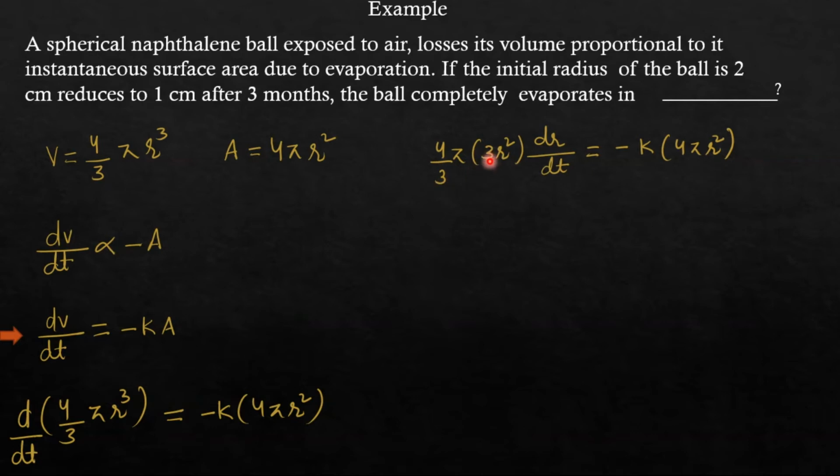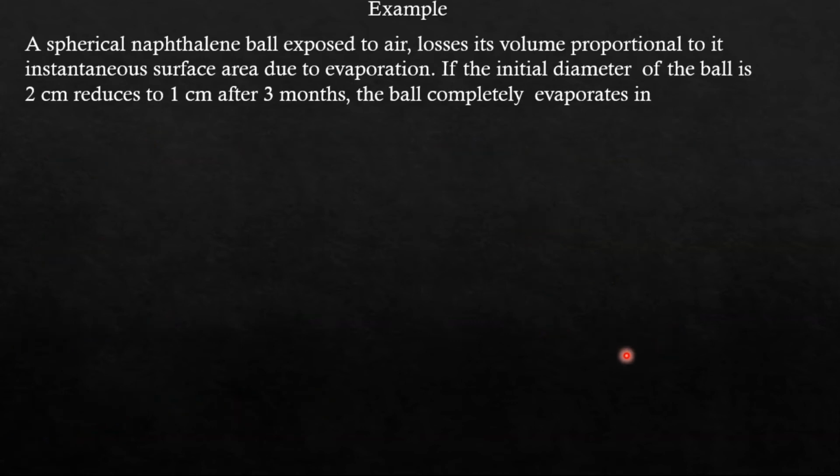Now this 3 and this 3 will get cancelled, and 4π r² will cancel with this 4π r². So we will be left with only dr/dt = -k. Now I can write dr = -k dt. So to get the solution, integrate both sides. The integration of dr will be r, and the integration of this constant will be -kt + constant. This is the constant of integration. So the solution of this differential equation is r = -kt + c. That is, r = -kt + c.